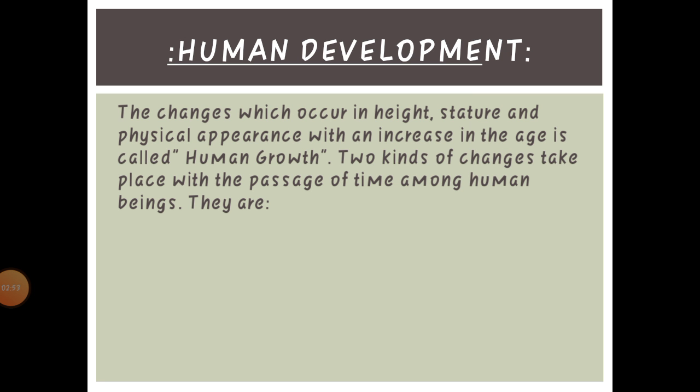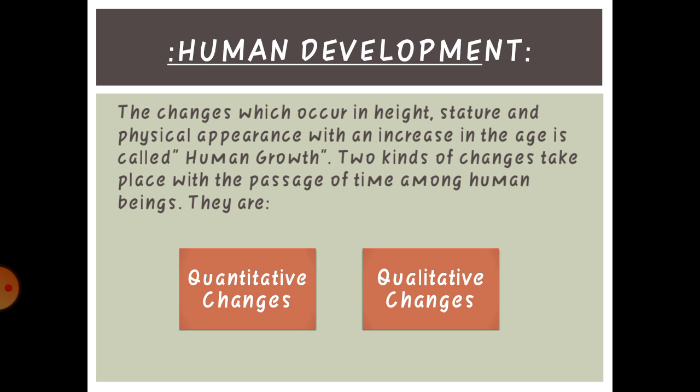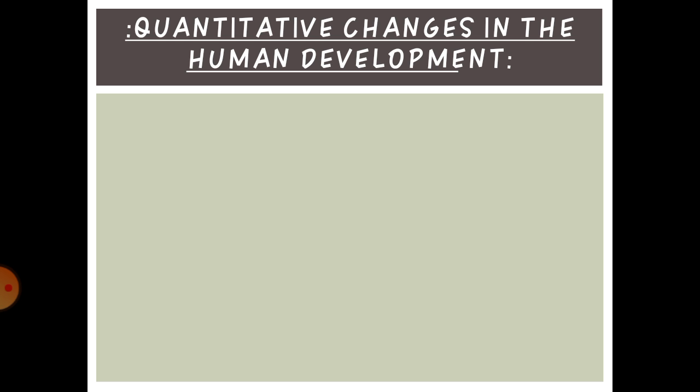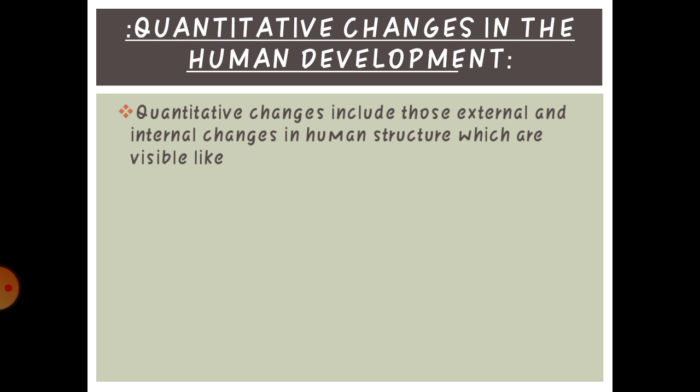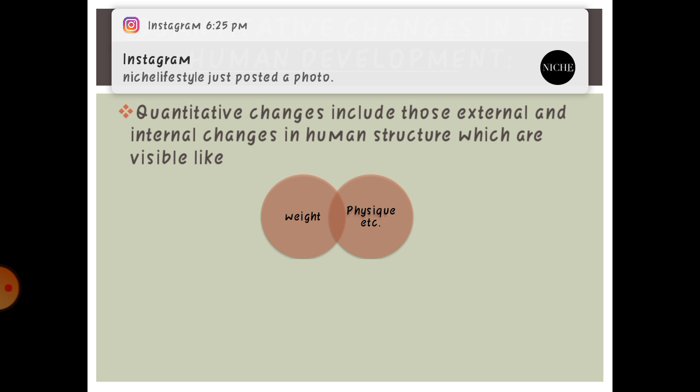The changes which occur in height, stature, and physical appearance with an increase in age are called human growth. Two kinds of changes take place with the passage of time among human beings, that are quantitative changes and qualitative changes. Now, what is the quantitative change in human development? Quantitative change includes those external and internal changes in human structure which are visible, like weight and physique. Increases in them are basically quantitative changes which are visible to the human eye.